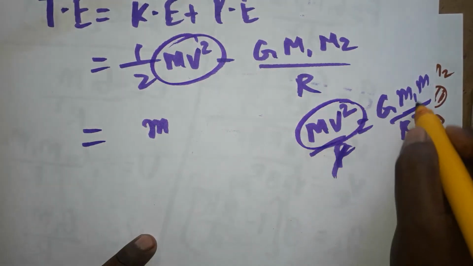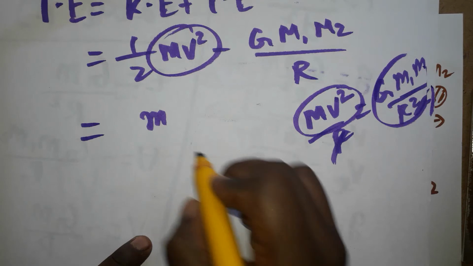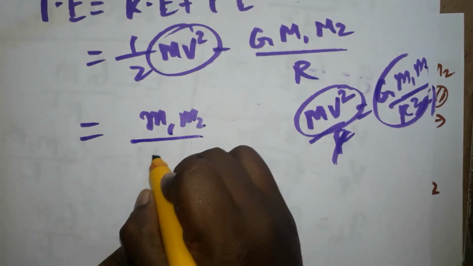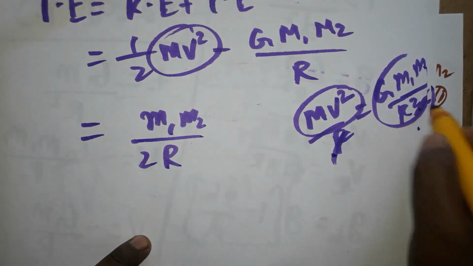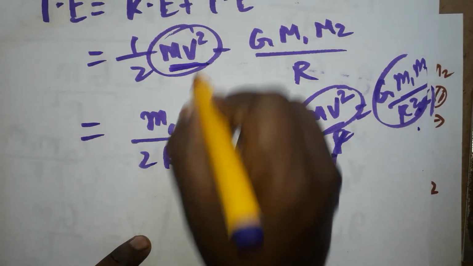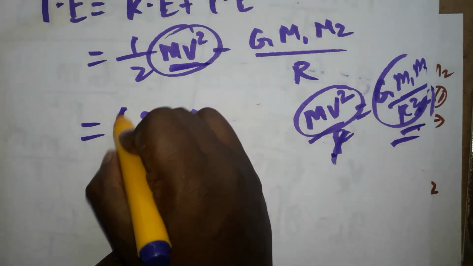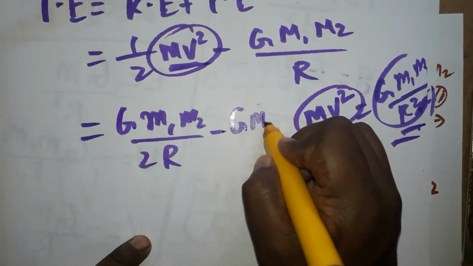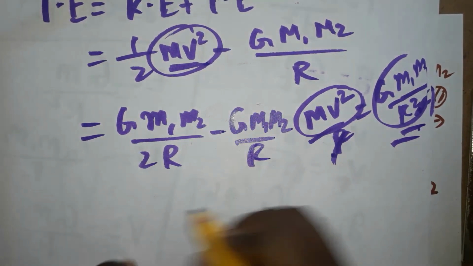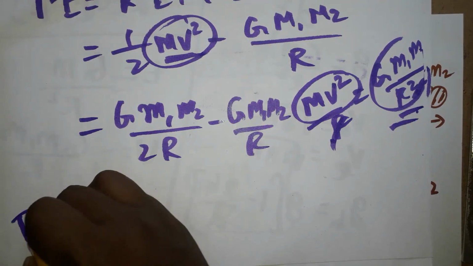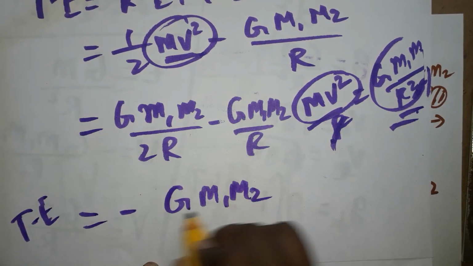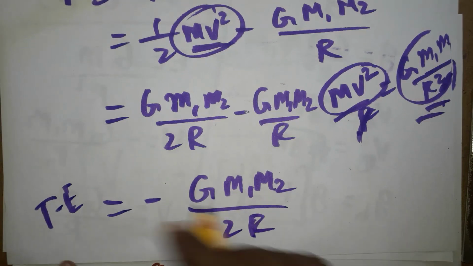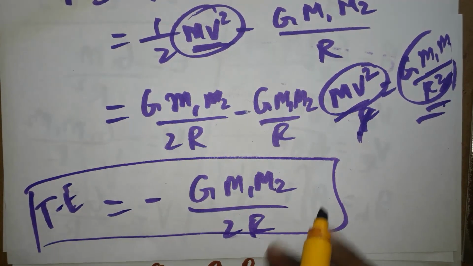Instead of mv square, you can write G m1 m2 divided by r square. The m1 m2 divided by 2 times r, so here only r will be there. So instead of mv square, I wrote this equation, minus G m1 m2 divided by r. Finally, this total gives the total energy in orbit, minus G m1 m2 divided by 2r. So I got the total energy also.